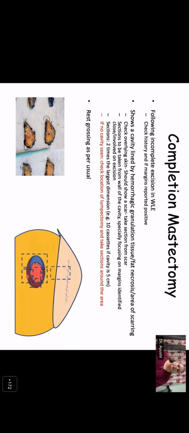And underlying the scar, we should identify the cavity. If we are not able to see the cavity, we should sample the area below the scar in its entirety, the fibrotic area. Whichever margin has been reported positive from that particular area, we should try to take more sampling. The general recommendation is to take 2 times the largest dimension of the cavity. That is, if we have a 5 centimeter cavity, we should try to take at least 10 cassettes, and the rest of the grossing is as usual for mastectomy.